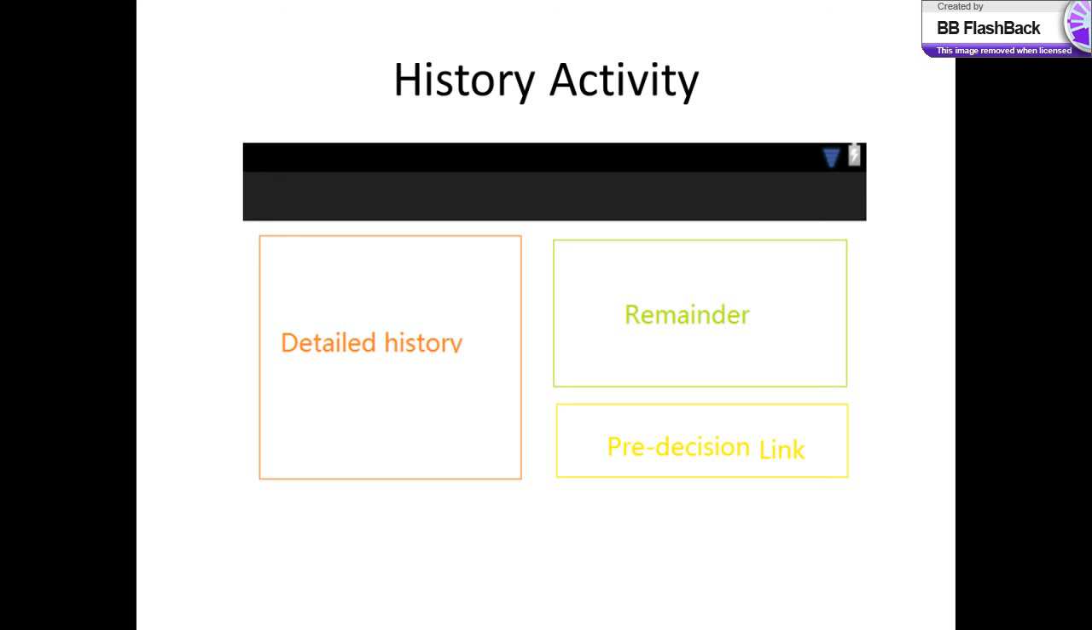So this is our design, a brief introduction of our application.